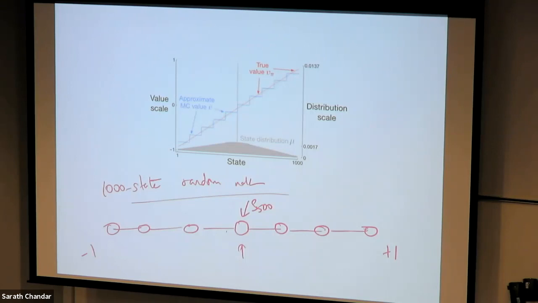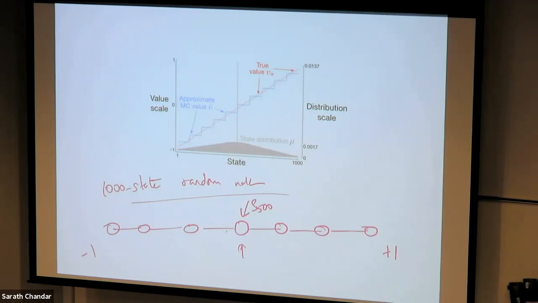Now, let's say I want to do state aggregation here. So I'm going to aggregate these as 10 different groups. State 1 to 100 as one group, 100 to 200 as second group, and so on. I do state aggregation and I'm learning with gradient Monte Carlo. So you can see the graph here.